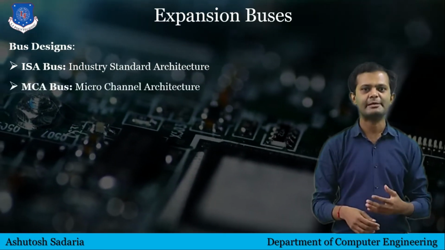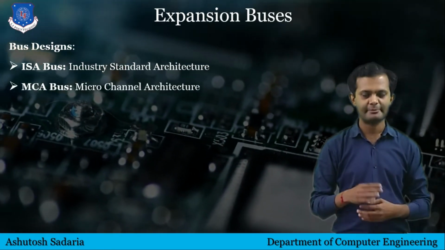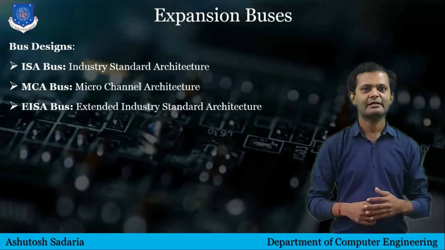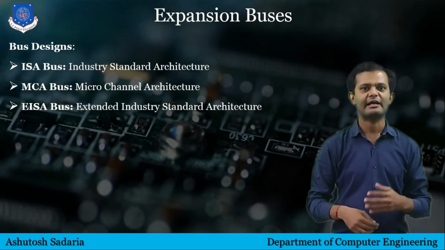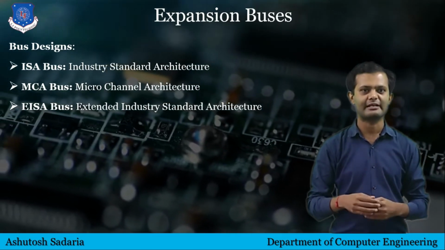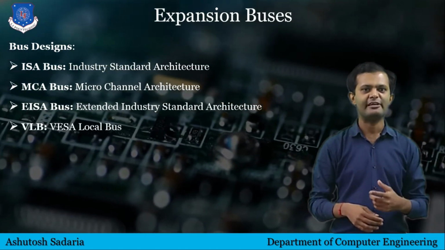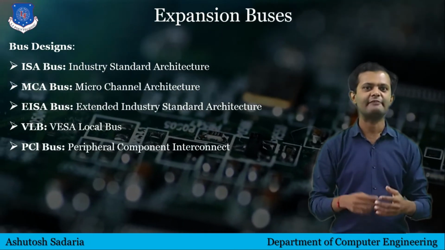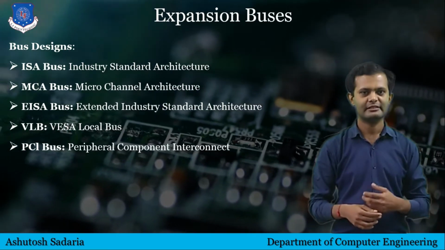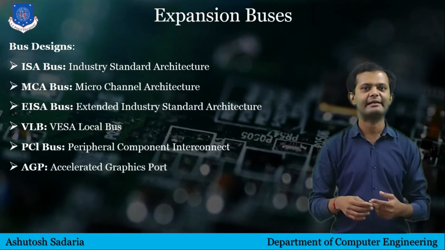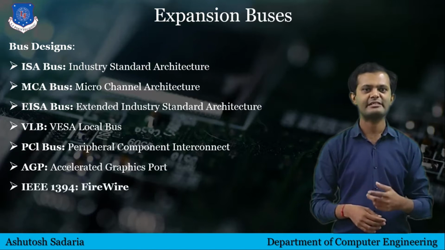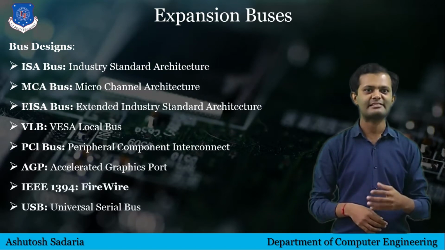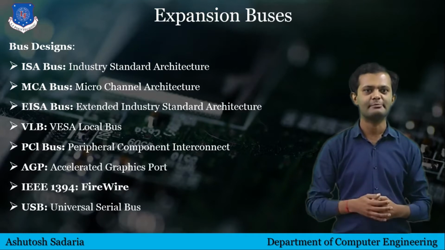The next is the MCA bus. The full form of MCA bus is Micro-Channel Architecture. The next is the EISA bus. The full form of EISA bus is Extended Industry Standard Architecture. The next is VLB, VESA Local Bus. The next is the PCI bus, Peripheral Component Interconnect bus. The next is AGP, Accelerated Graphics Port. The next is the IEEE 1394 FireWire port. And the last is USB, Universal Serial Bus.